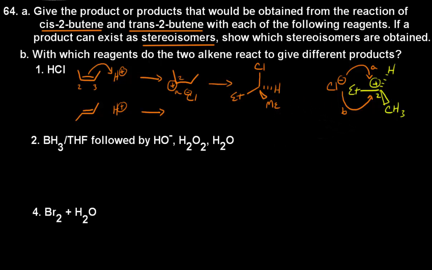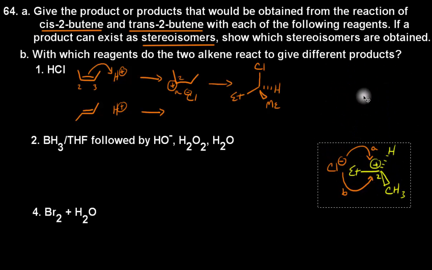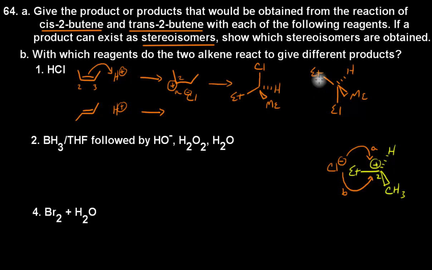Okay, so that's possibility one, and then the other possibility is if you have the chlorine come from below. In that case, we're going to have just the totally opposite result, in that the ethyl group is still in the plane of the board, hydrogen still pointing back, and the methyl group is still pointing towards you. But in this case, the chlorine is coming from below. So chlorine's from above in the first scenario, and chlorine's from below in the second scenario.